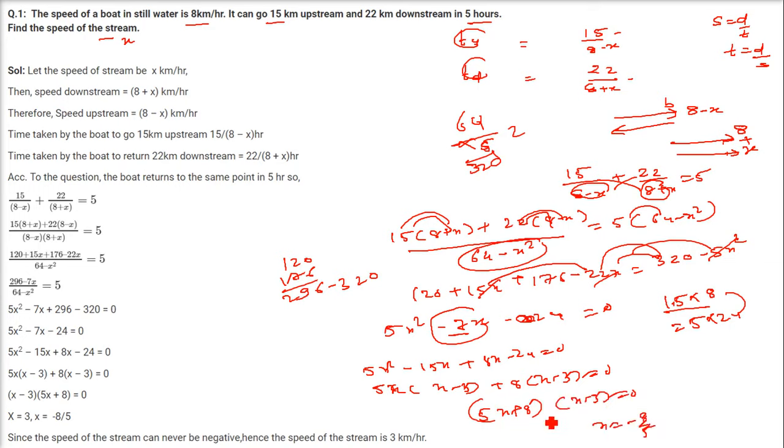So x will be equal to minus 8 by 5 by this, and x will be equal to 3 by this. But the speed cannot be negative, so we discard this. We only take this one. So this is the speed of the stream, which is 3 km an hour.